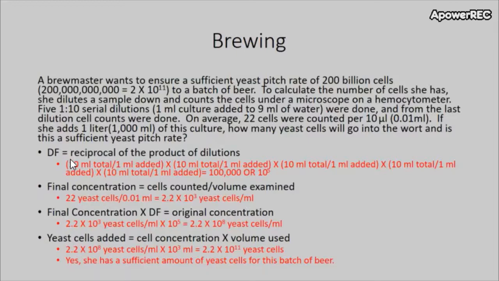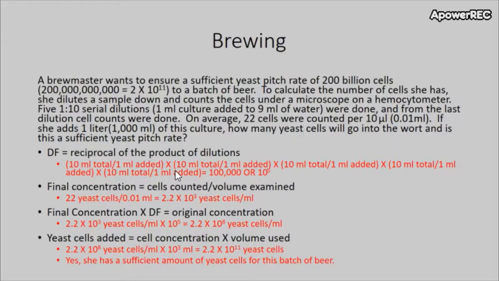Remember, this was 1 ml added to 9 ml of water, so that's a 1 to 10 dilution, and it was done 5 times. The reciprocal of that is 10 over 1, and to figure out the final dilution factor, we just multiply all of the reciprocals of our dilutions. Since there were 5, we do it 5 times: 10, 10, 10, 10, 10. That's 100,000, or we can just move the decimal place over 5 times and say it's 1 times 10 to the 5th, or simply 10 to the 5th.